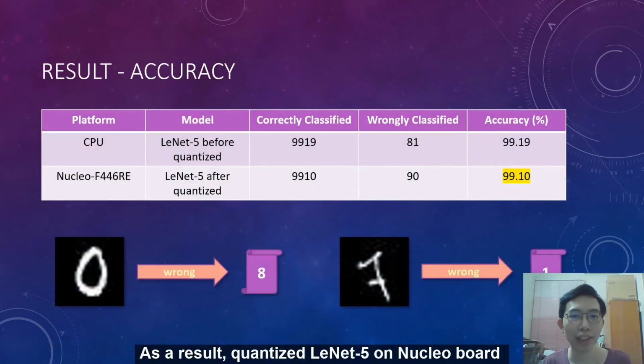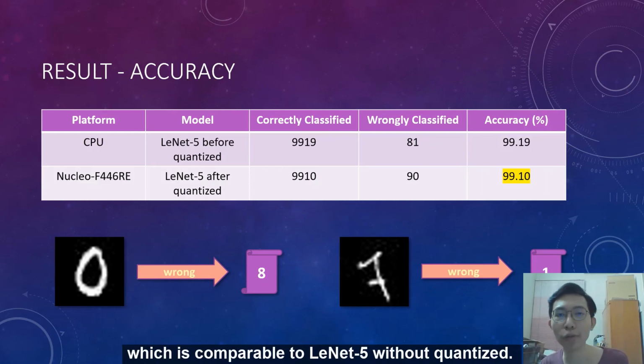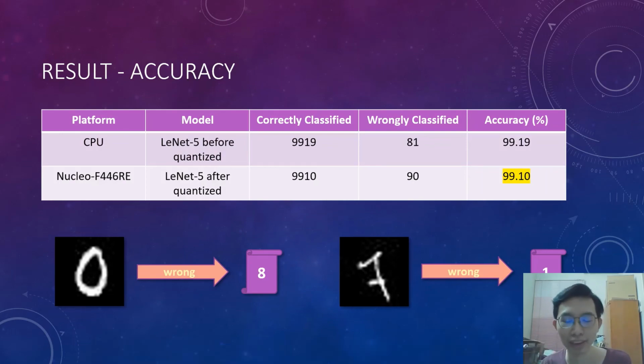As a result, the quantized LeNet model on the Nucleo board has obtained a very high accuracy of 99.1%, which is comparable to the LeNet model without quantization. The picture below shows some of the wrongly predicted examples.